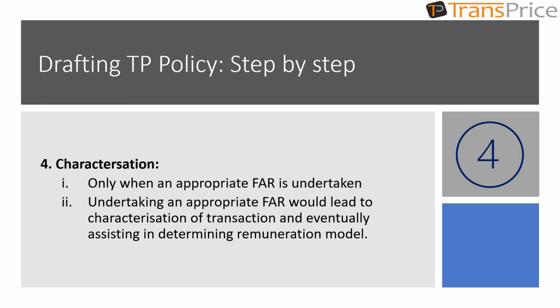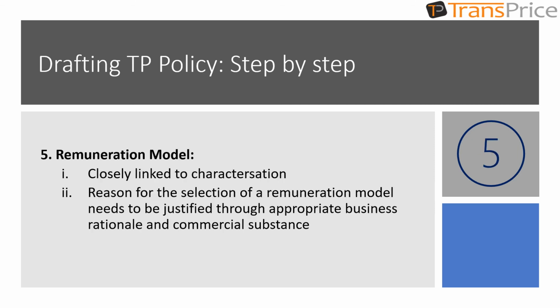Fourth, characterization. One would be able to characterize a transaction only when an appropriate FAR is undertaken. Undertaking an appropriate FAR would lead to characterization of the transaction and eventually assist in determining the remuneration model. Examples of characterization for a distributor could be high risk distributor, licensed distributor, low risk distributor, commission agent, etc.